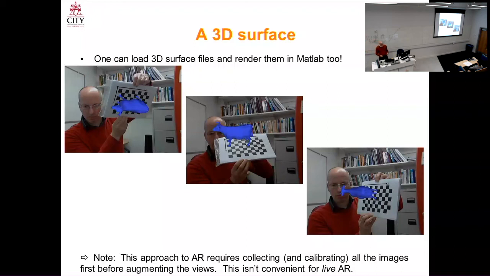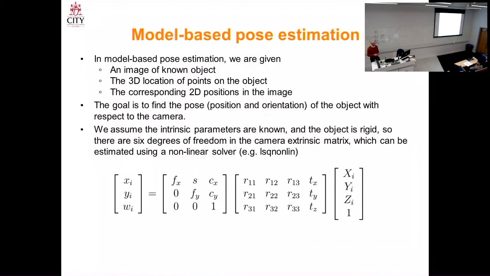So this is how you can do augmented reality by collecting a set of images, calibrating them first, and then augmenting the views. This works, but the only downside is it's not good for live augmented reality. Because in this case, I'm calibrating each of my views, so I know exactly what the extrinsics are in each of my views. So I know exactly what the rotation is and the translation. In a live stream, though, you might not know that up front.